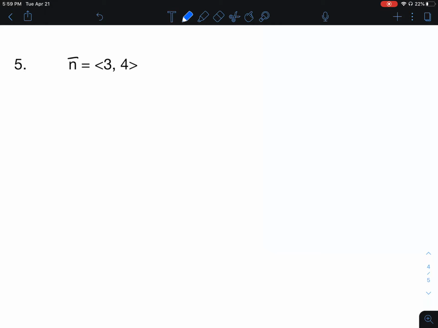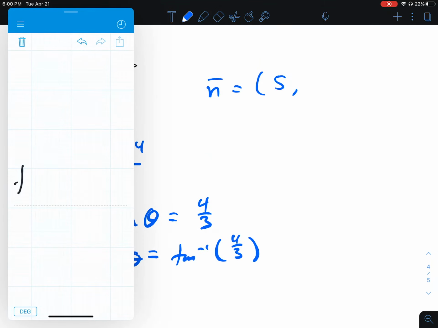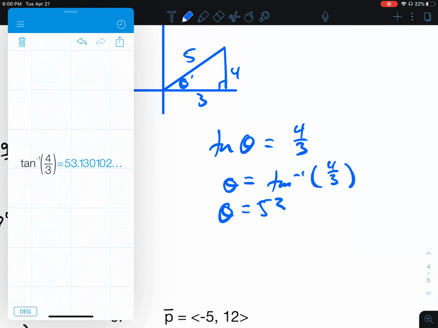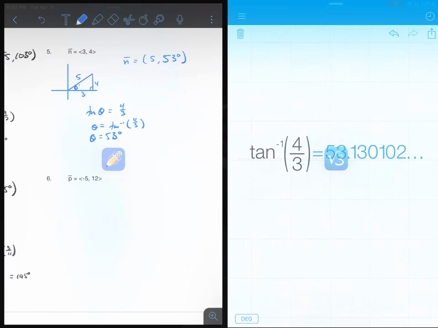Number 5, this one's actually easier than most. If we go right 3 and up 4, this is a Pythagorean triple with the magnitude being 5. The angle, theta and theta prime, are going to be the same for this one. It's in quadrant 1. Tangent of theta is 4/3. Therefore, theta is tangent inverse of 4/3. That's going to give us 53 degrees approximately. That's in quadrant 1. The reference angle is 53 degrees. If it's in quadrant 1, the reference angle and the angle in standard position are the same.